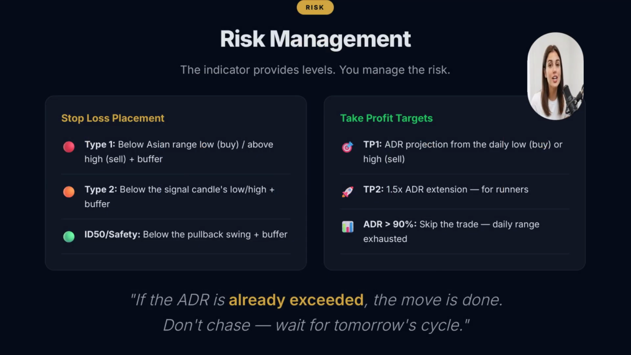Risk management is non-negotiable. The indicator provides automatic stop loss and take profit levels based on the setup type and ADR. Type 1 stops go below the Asian range. TP1 is the ADR projection. TP2 is 1.5x ADR. Never risk more than 1 to 2% per trade. The ADR percentage in the status bar and scanner tells you if the daily range is exhausted.